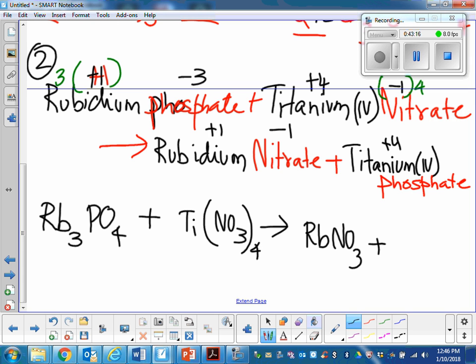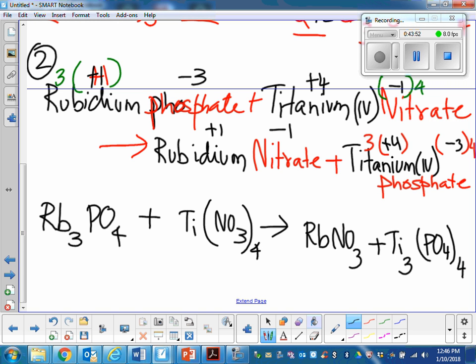And phosphate is -3. So what am I multiplying each side by? Zoe, please. What am I multiplying this side by? And that side by 4. So what is my formula for titanium 4 phosphate? Ti3 phosphate is PO4. And how many times do I repeat it? 4 times. Are we good? Do we understand that? Do we all understand? Yes, Maureen. Same question.